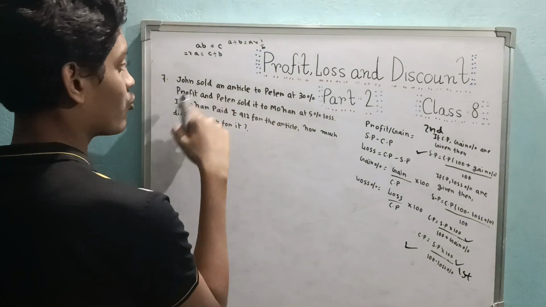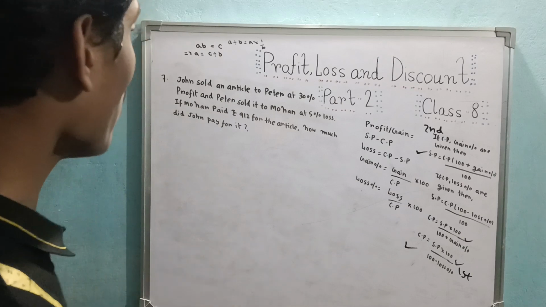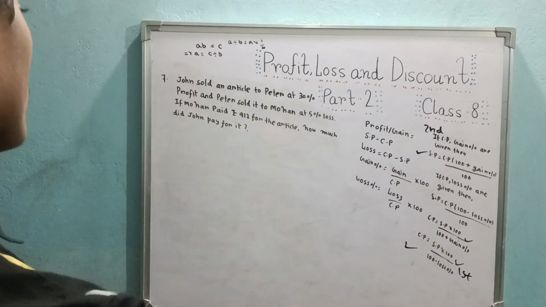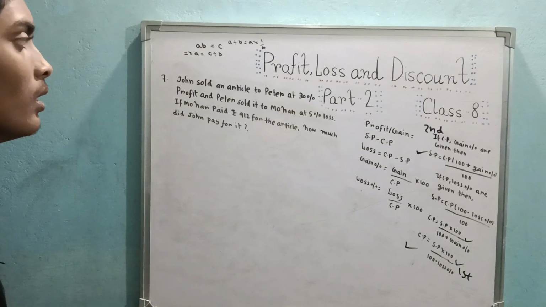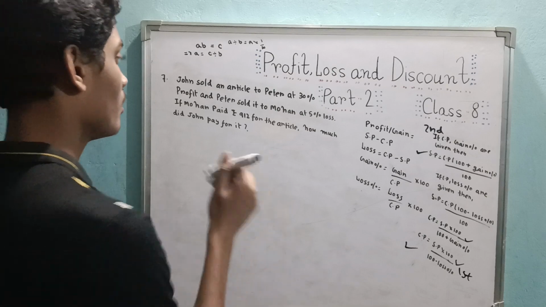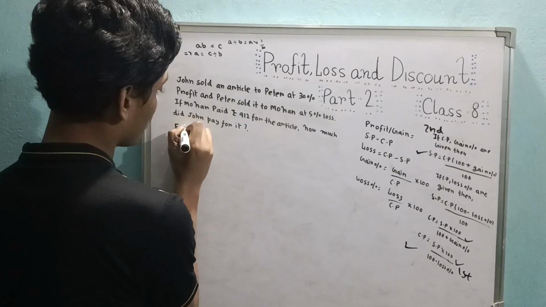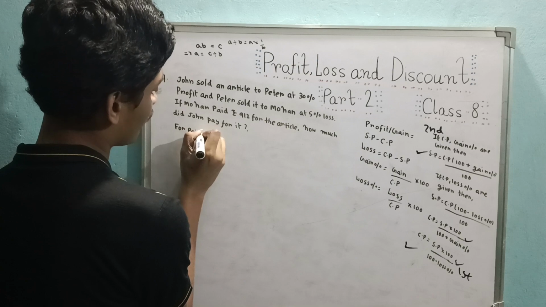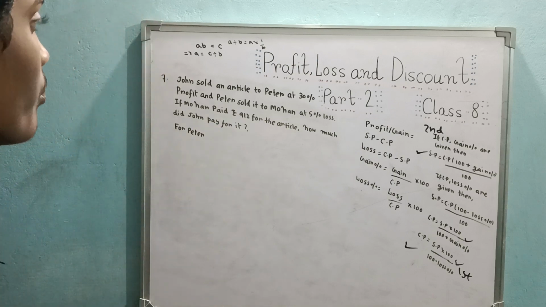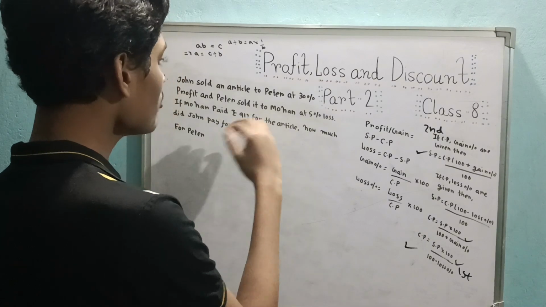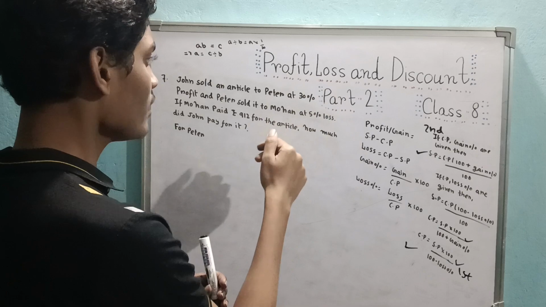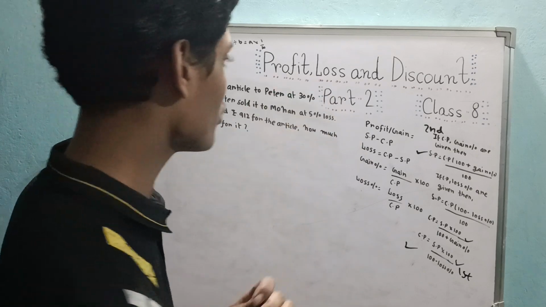So it's like a chain, right? John to Peter, Peter to Mohan, now again Mohan to John. So Peter is the middle person. He's taking one article from John, and he's selling to Mohan. So let's see for Peter. Peter sold it to Mohan, and Mohan paid rupees 912. So whom did Mohan pay this money to? Peter. Because Peter is selling to Mohan, Mohan will obviously pay the money to Peter.